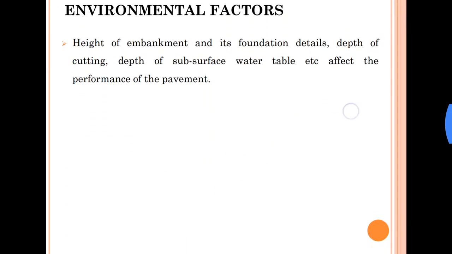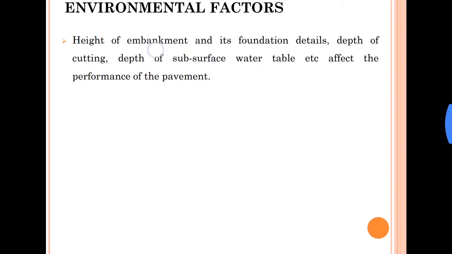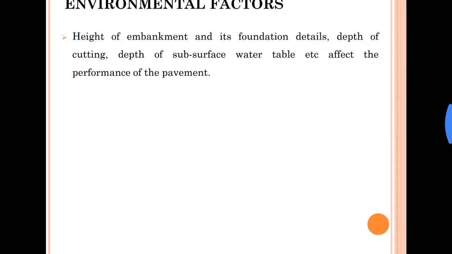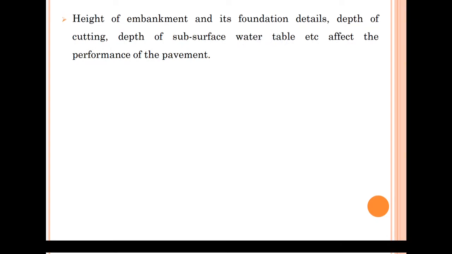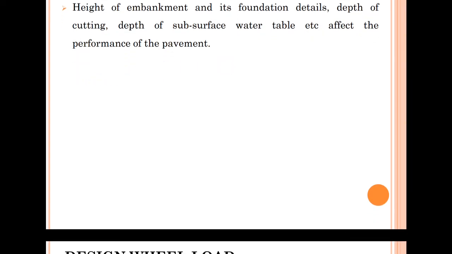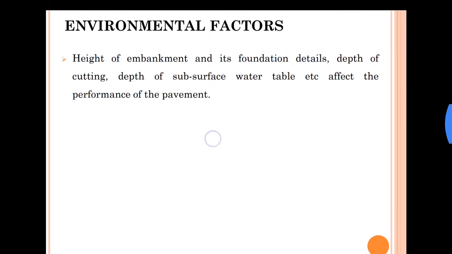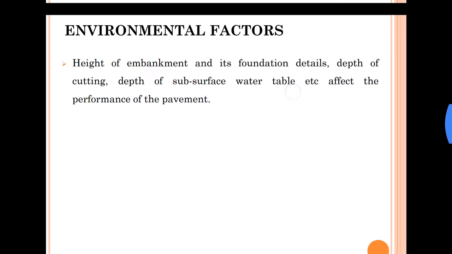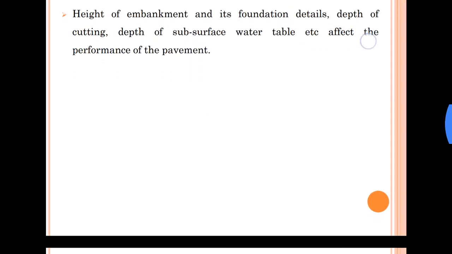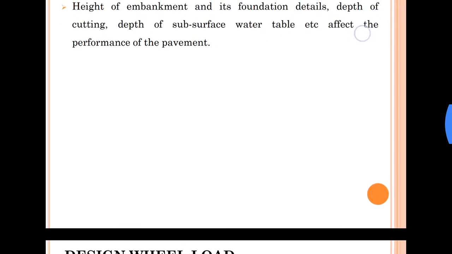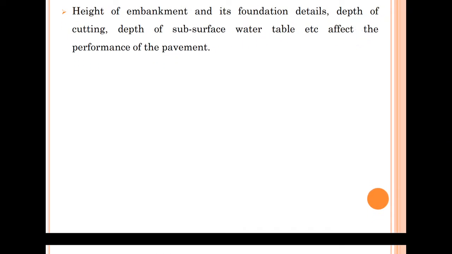Then there are environmental factors. Height of embankment and its foundation details, depth of cutting, depth of subsurface water table, etc. would affect the performance of the pavement. So here majorly we need to consider the water table conditions. The water table from the subgrade should be at a minimum depth of around 1.2 meters.